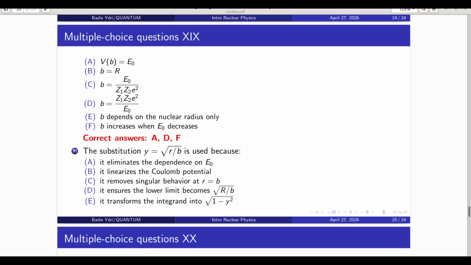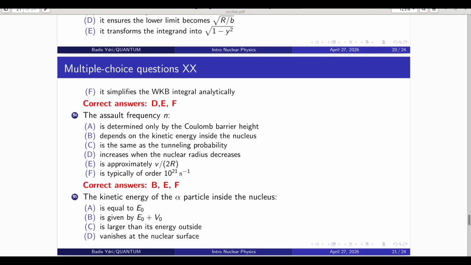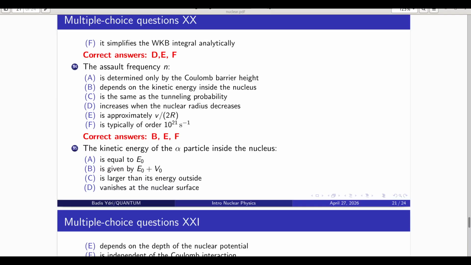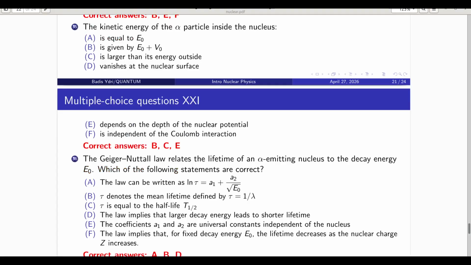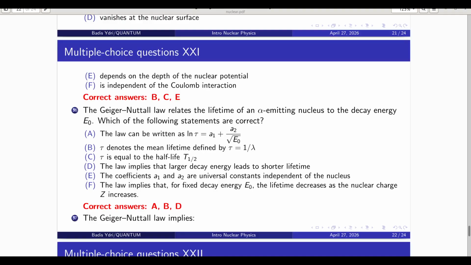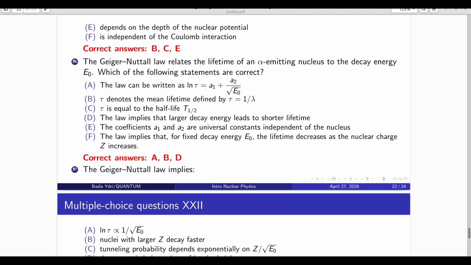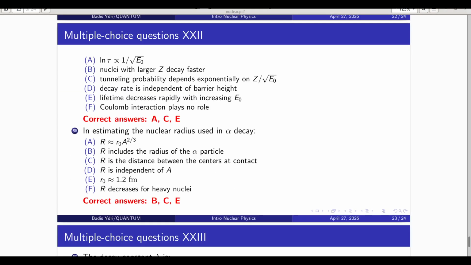The decay constant has two parts. First, the assault frequency, how often the alpha particle hits the barrier. Second, the tunneling probability. This gives lambda equal to n times p. The Geiger-Nuttall law then follows naturally. The lifetime decreases rapidly when the decay energy increases. So alpha decay is not only nuclear physics, it is quantum mechanics made visible.